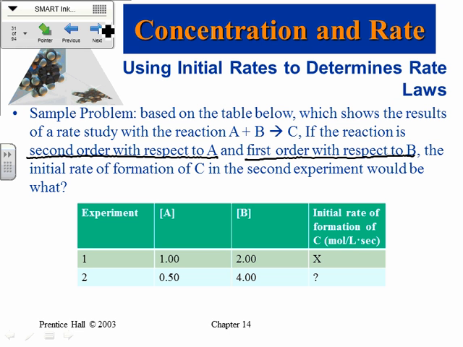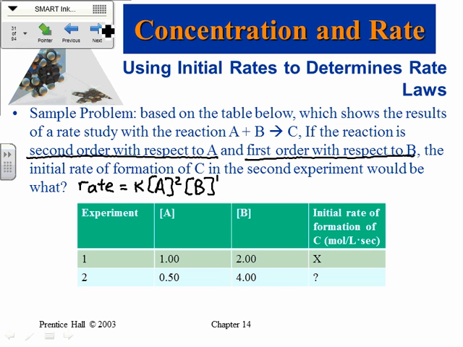So what we need to do here is probably write a rate law to start with. The rate here is going to equal K times, if it's second order with respect to A, then the concentration of A gets squared. First order with respect to B, concentration of B to the first power, which you don't have to write the 1 necessarily. The initial rate of the formation of C in the second experiment would be 1.